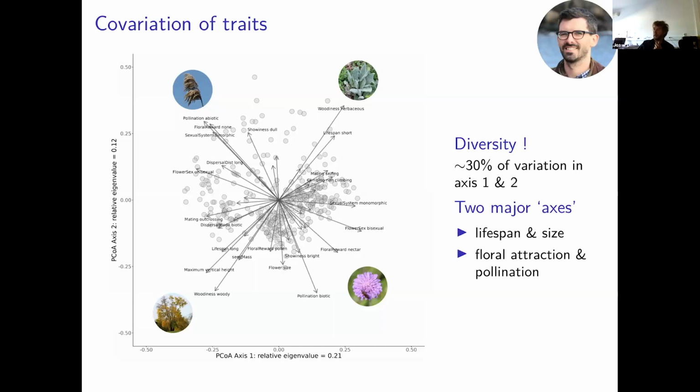And then we found two major axes in this trait space. One goes diagonally from left at the bottom to right at the top. It's a kind of traditional lifespan and size and woodiness axis, which is related to vegetative traits. But almost perpendicular to this is a pollination or floral attraction axis, which comes up in these first two dimensions.